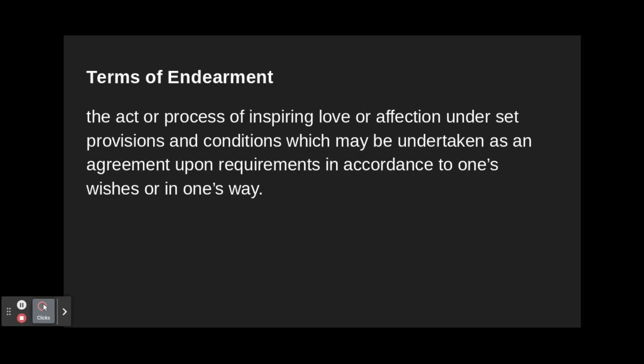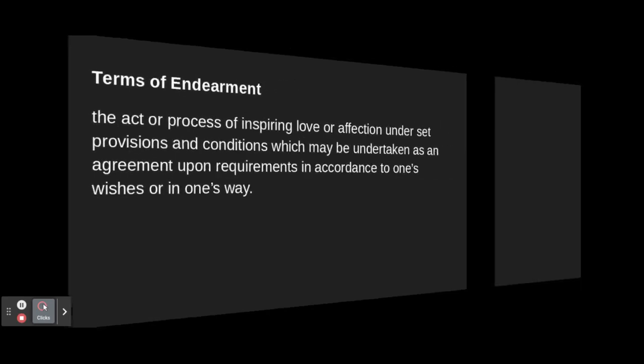And now that we know whose way we need to follow and why, let us dive deep into our Heavenly Father's terms of endearment by looking to Ephesians chapter 4, verses 1 through 6, and 2 Peter chapter 1, verses 3 through 11.